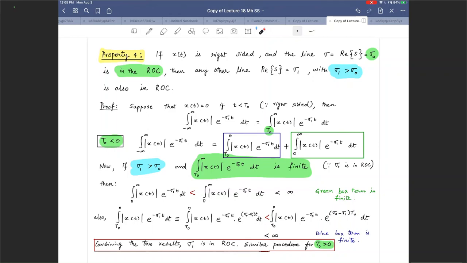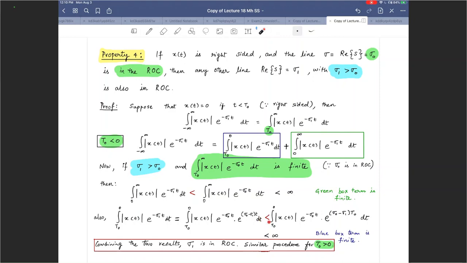How about the blue box? Take a look at the integral t0 to 0, absolute value of x of t e to the minus sigma 1 t dt. So we are trying to figure out whether sigma 1 is in the ROC or not for times between t0 and 0. Now a little bit of a trick here to prove this. We are writing e to the minus sigma 1 t as e to the minus sigma sub 0 t multiplied by e to the sigma 0 minus sigma 1 times t dt. Multiply and divide by e to the sigma sub 0 t.